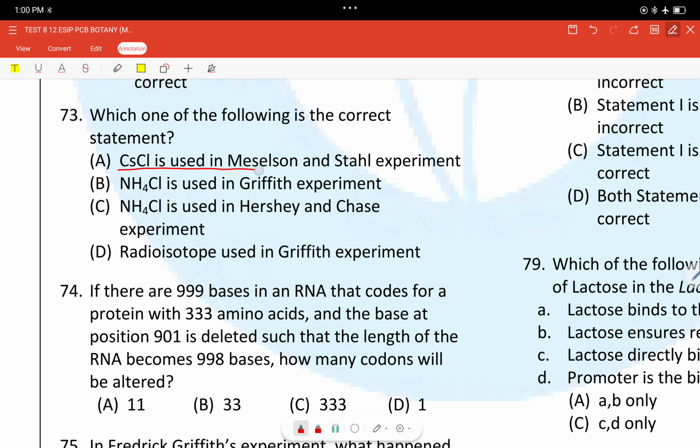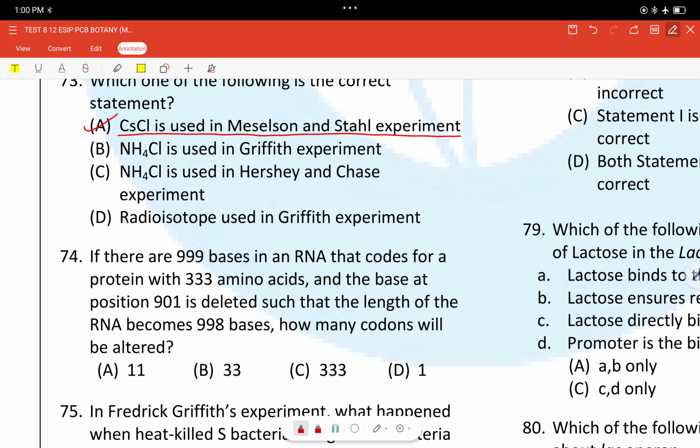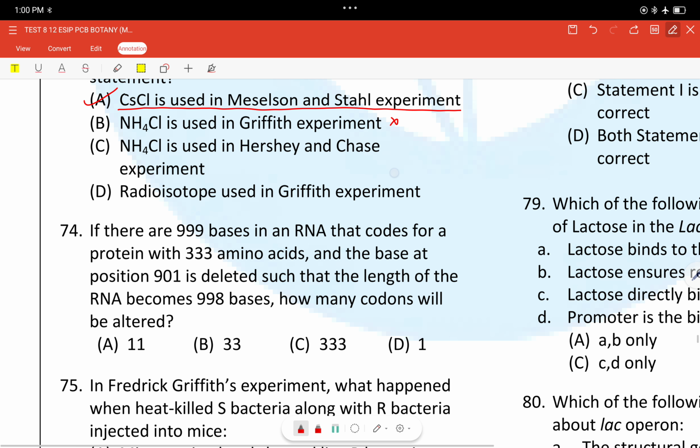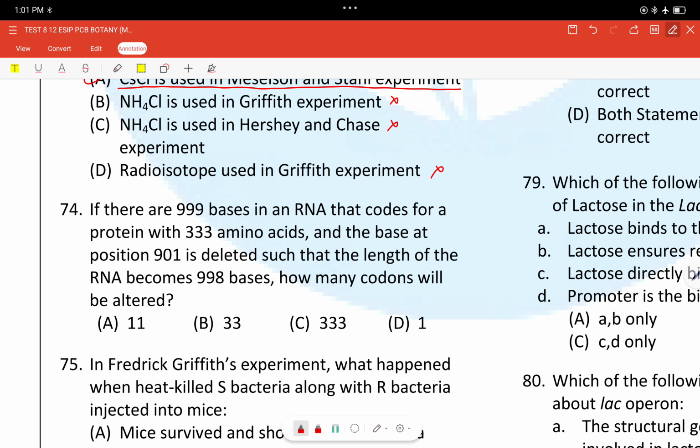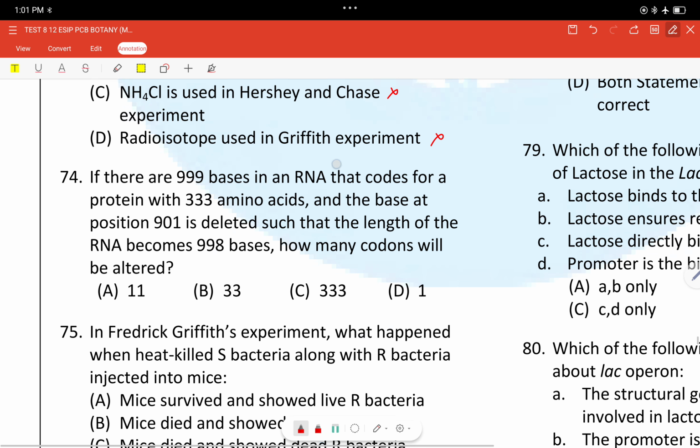Cesium chloride is used in Meselson and Stahl experiment. This is correct. NH4Cl is not used in Griffith's experiment. This is also not used in Hershey and Chase experiment. It was used in Meselson and Stahl experiment. Radioisotope used in Griffith's experiment. It is not used in Griffith's experiment. It was used in Hershey and Chase experiment. So the answer is A.